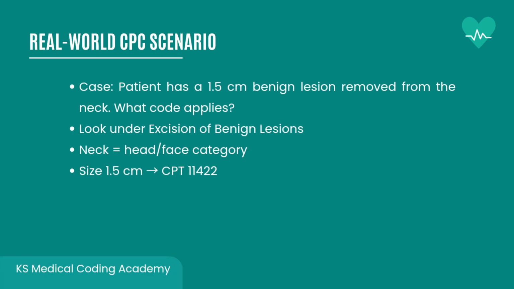Let's practice a real-world exam scenario. A patient has a 1.5 cm benign lesion removed from the neck. Since the neck is part of the head and face region, and the lesion is 1.5 cm, we look under excision of benign lesions of the head, face. The correct code is 11422. This type of question often appears on the exam, so practice recognizing the key elements: size, type, and location.